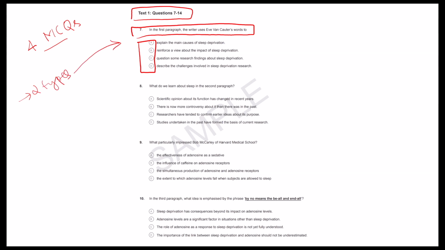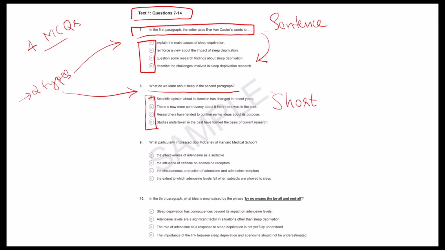One is this, which is a sentence completion question type. Like you can see, Eve Van Cotter's words too, and the answer option actually completes the sentence. The second type of question is this, where you have, what do we learn about sleep deprivation in the second paragraph? And one of the answer options will actually give a short answer to the question. So the 2 question types are, one is a sentence completion type and the other is a short answer question type. This is how the question will be framed in Part C of reading.